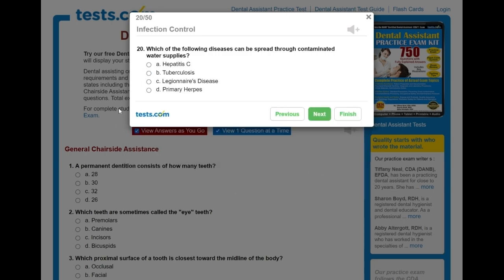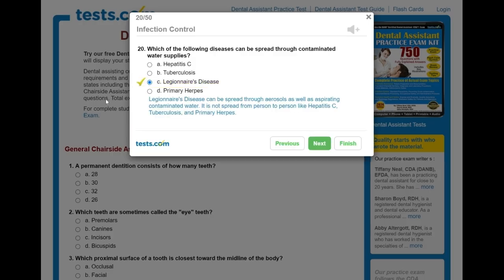Question 20. Which of the following diseases can be spread through contaminated water supplies? A. Hepatitis C. B. Tuberculosis. C. Legionnaire's disease. D. Primary herpes.